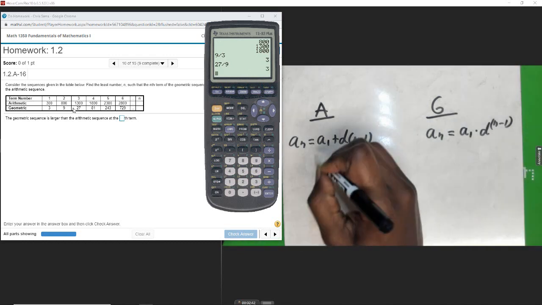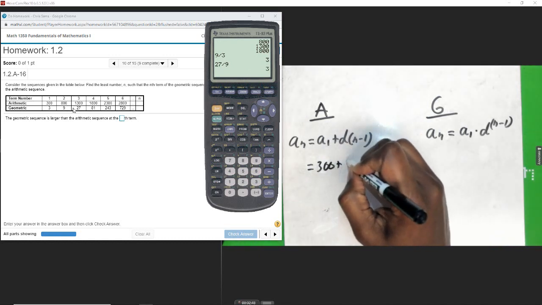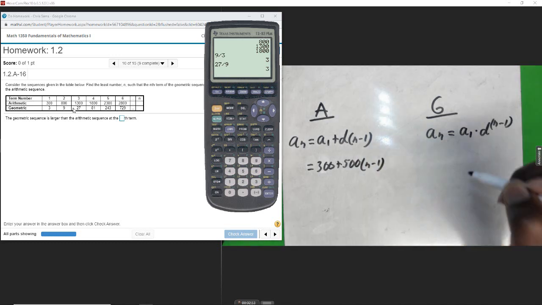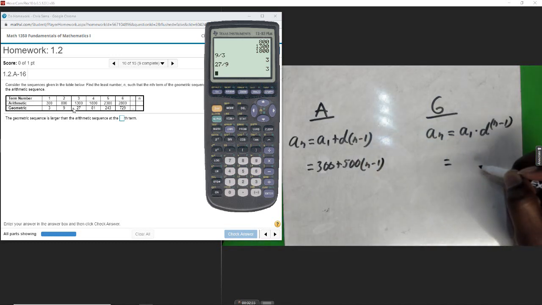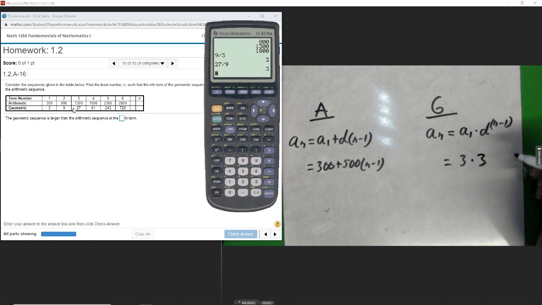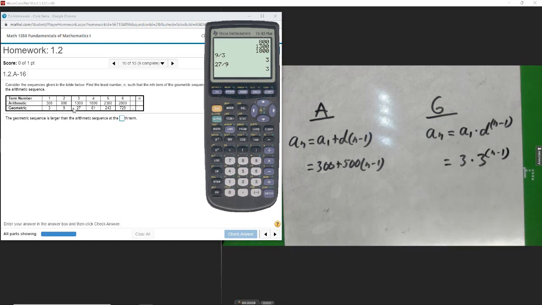So let me write this out. The arithmetic formula is 300 plus 500 times n minus 1. The geometric formula starts with 3, the common ratio is 3, and that's raised to the n minus 1. So these are my two formulas. I'm going to punch these into the calculator and let it work the magic. As long as you can come up with these, you'll be able to get there pretty quick.